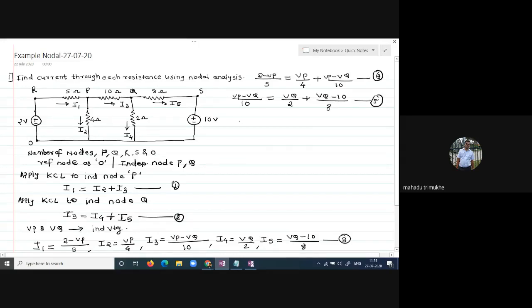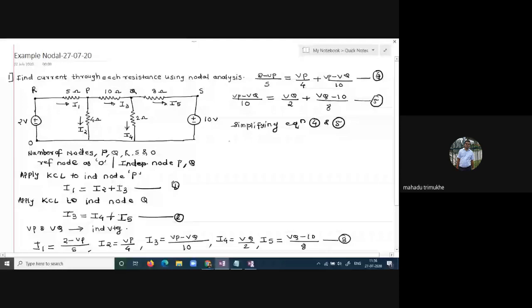Then our aim is to simplify equations number 4 and 5. You take the LCM of equations 4 and 5 and simplify them. After simplification, taking the LCM, you will get 11 by 20 Vp. I'm not solving the whole LCM.